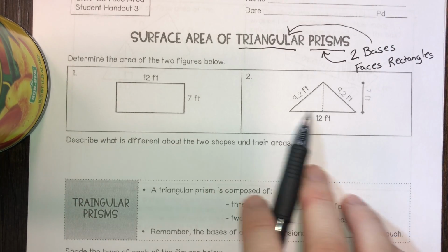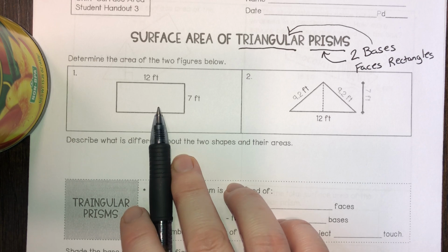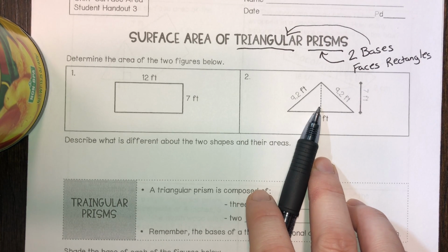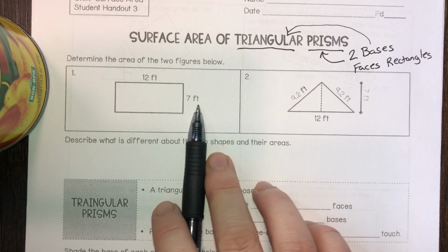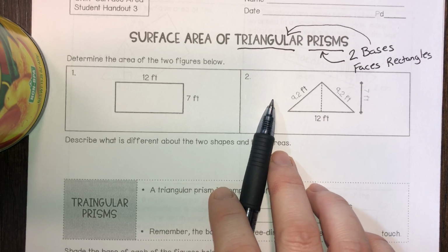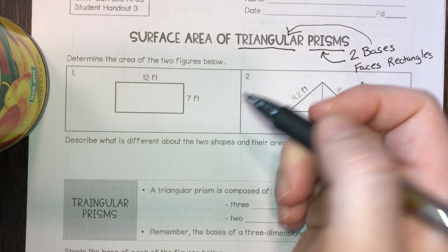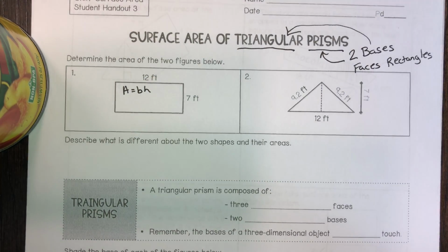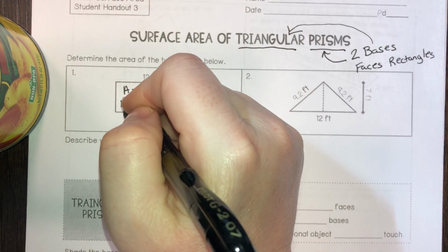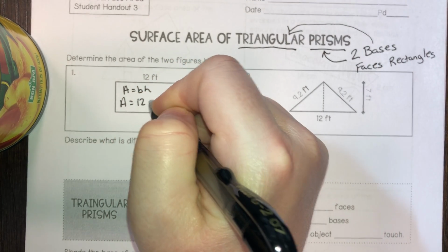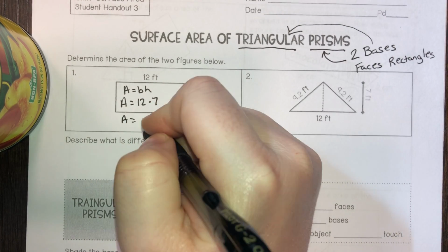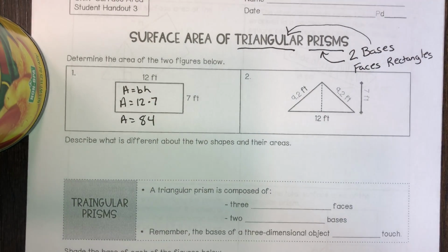Okay, to review, we need to remember how to find the area of a rectangle and how to find the area of a triangle in order to be able to accomplish this. This is prior knowledge that we needed. So for this one, to find the area of a rectangle, it's base times height. So we're going to do 12 times 7, which is 84.